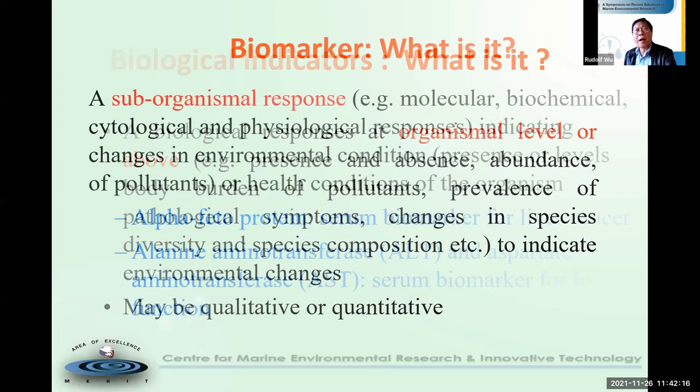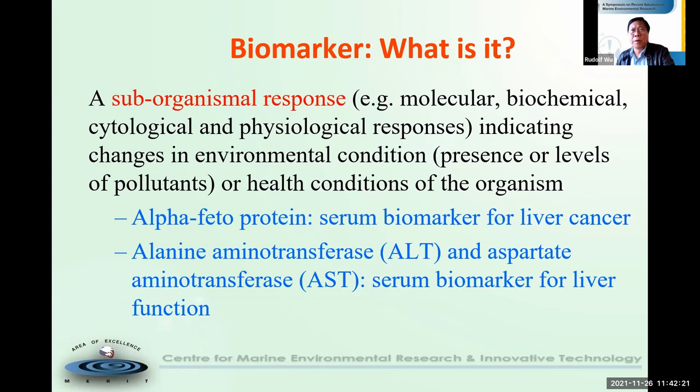Biomarkers, what is it? Biomarker is also looking at biological response, but at sub-organismal level, such as molecular, biochemical, or physiological response, indicating a change in the environmental condition, either the presence or absence or the levels of pollutants in the water. Something like, if anybody has experience going for a body check, if you're old enough, particularly with hepatitis B or hepatitis A, you go to a medical check and the doctor will take a blood sample from you and look at alpha fetal protein. The alpha fetal protein is a protein in your serum. If it's high, that means you may have liver cancer. And likewise, ALT and AST are also serum biomarkers for liver function. If you've got fatty liver, this sort of enzyme would be high.